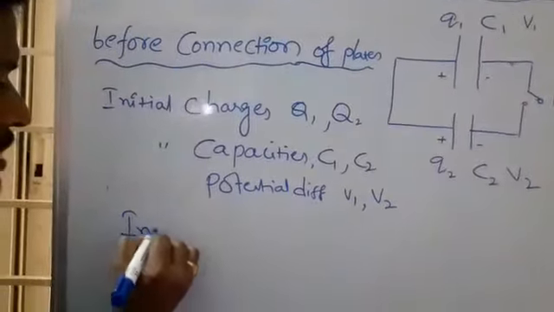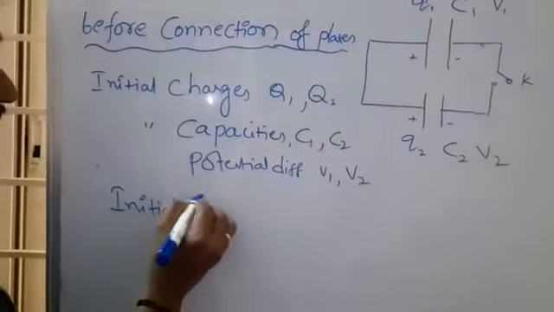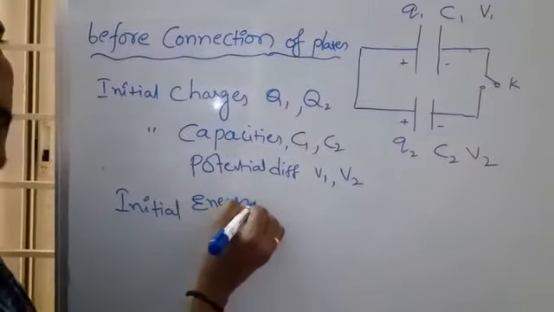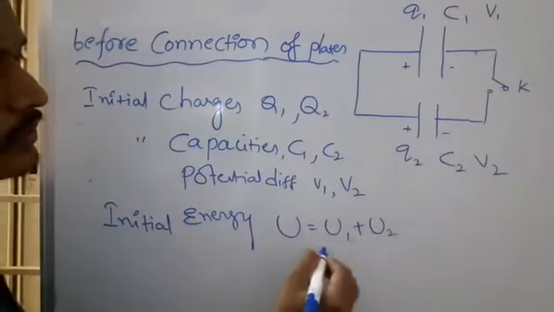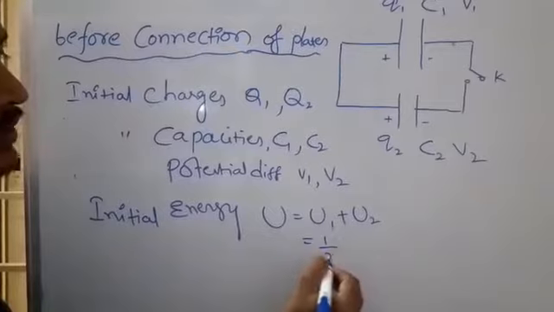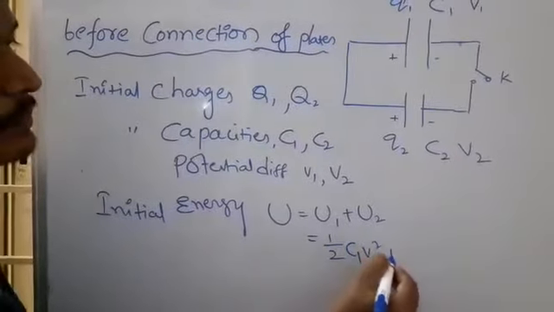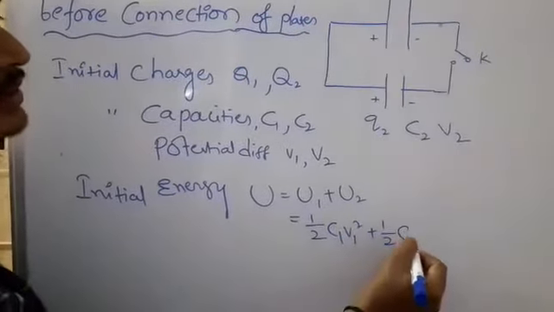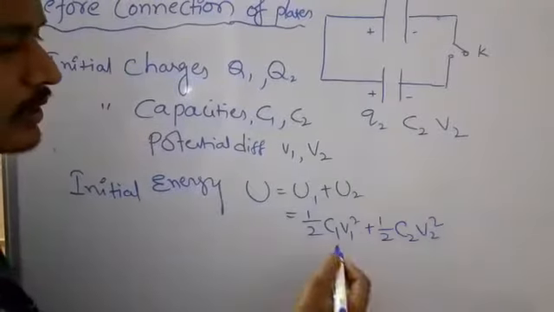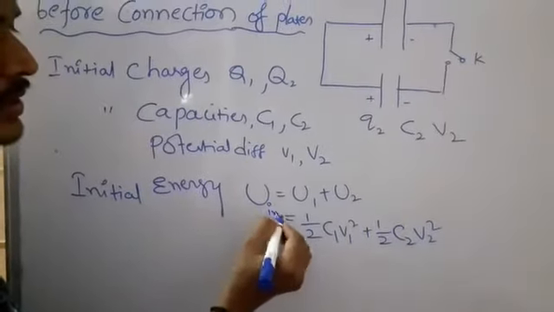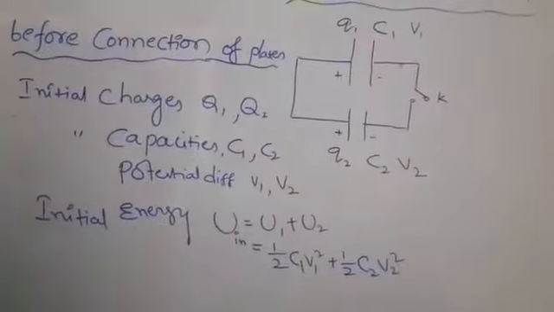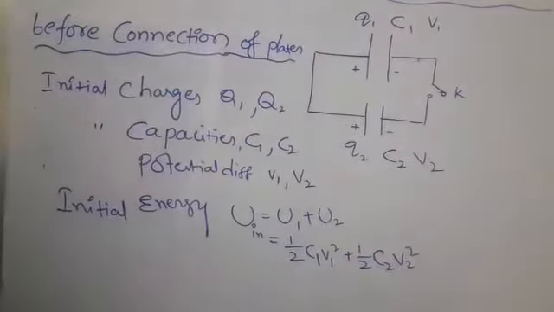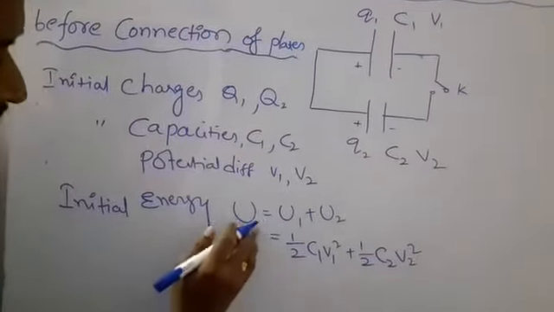Initial energy is equal to U1 plus U2. U is equal to half C1 V1 square plus half C2 V2 square. So this is the initial energy before connection of these two capacitors. They are connected in parallel, right? This is the initial energy formula.